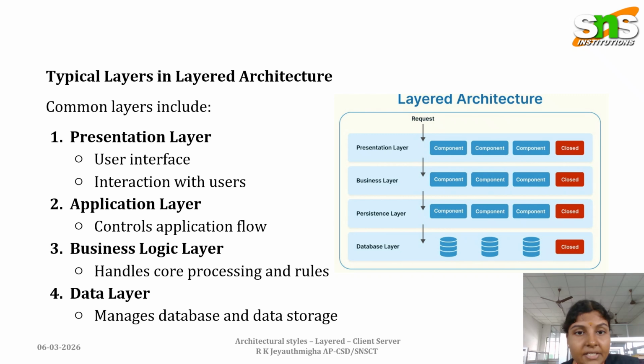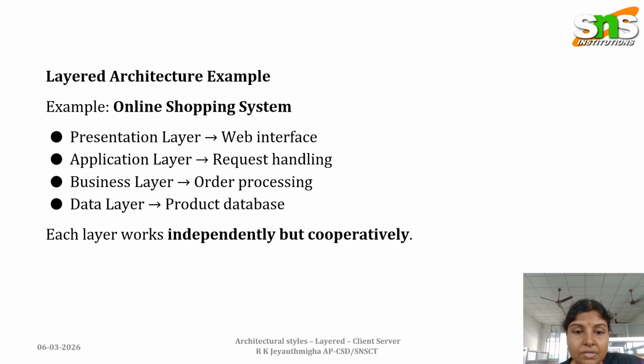Typical layers in layered architecture are: presentation layer, the user interface, where interaction with users happens; application layer, which controls the application flow; business logic layer, which handles core processing and rules; and data layer, which manages database and data storage.